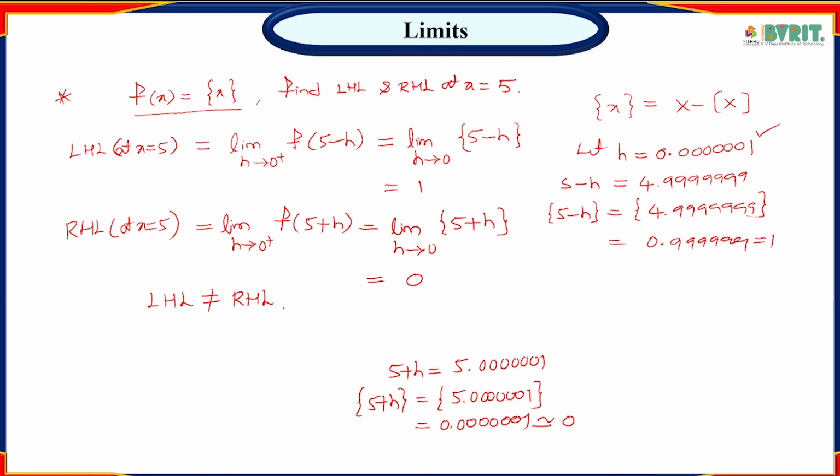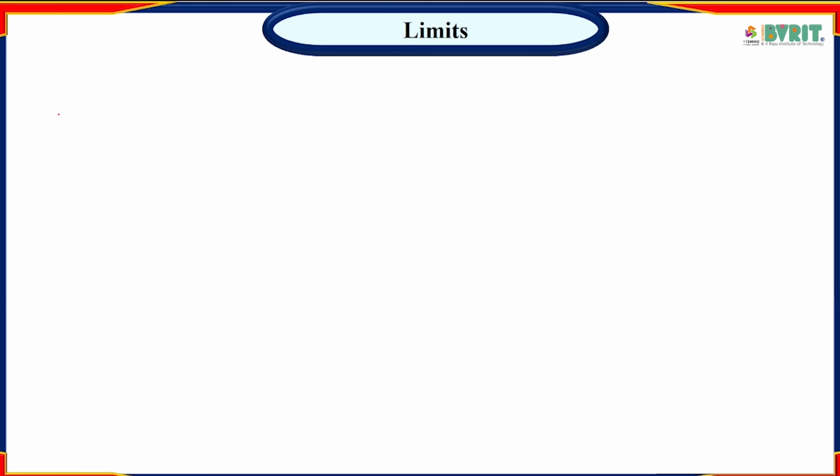Okay, then we are going to explain another example. What is the other example? The greater integer of x. What is the question? Find the limit as x tends to 5 by 2 of the greater integer of x. This type of problem we solve using the h method.